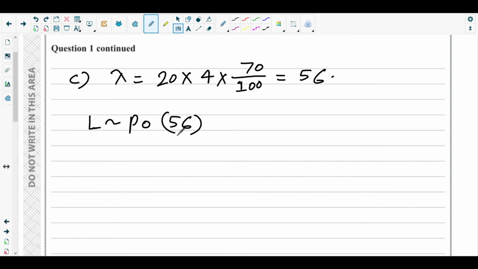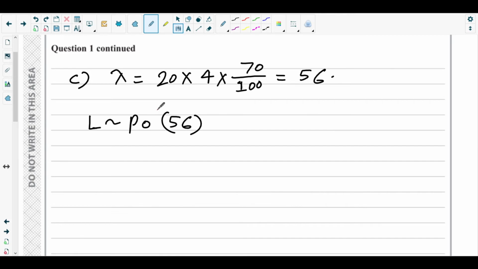Now consider the approximation. 56, if you check the cumulative distribution table for Poisson distribution, its maximum is up to 10. So 56 is definitely outside the lambda value that is given in the table. So we need to do an approximation here. Which approximation would be valid in this case? Definitely we have to use the normal approximation. Why?